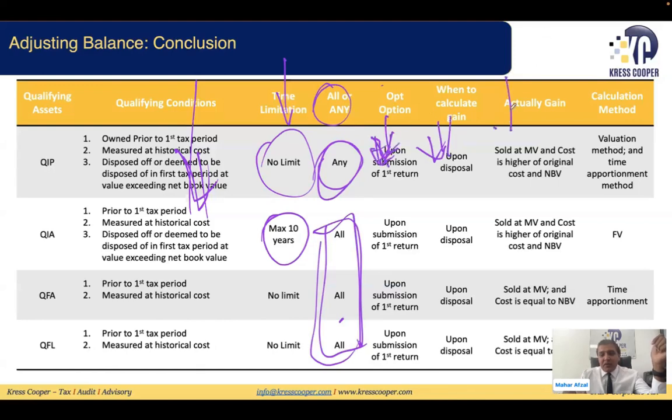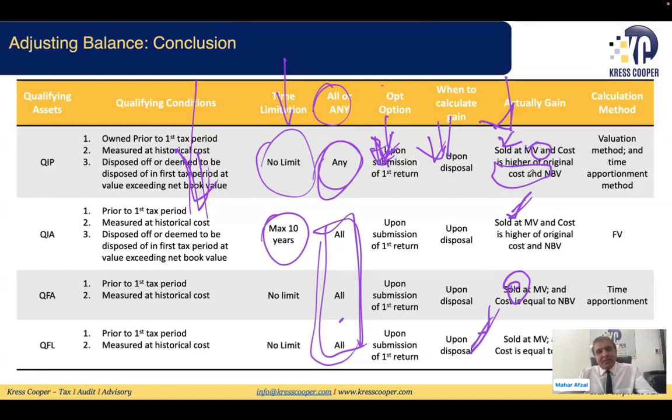So how will you calculate the actual gain? Sold at the market value, and the cost should be the higher of the original cost and market value. You know the market value, and the differential will be your gain. The same applies for qualifying intangible assets as well. But for the qualifying financial asset, you will show it at the market value, and the cost will be equal to the net book value. The same applies for the qualifying financial liability as well.